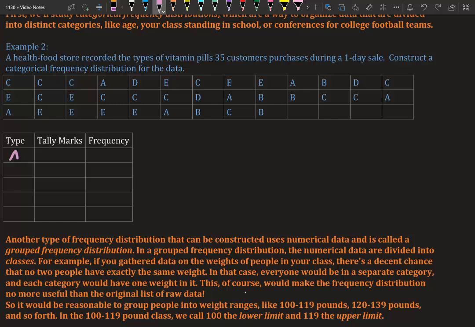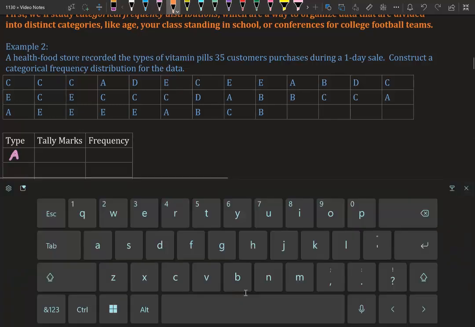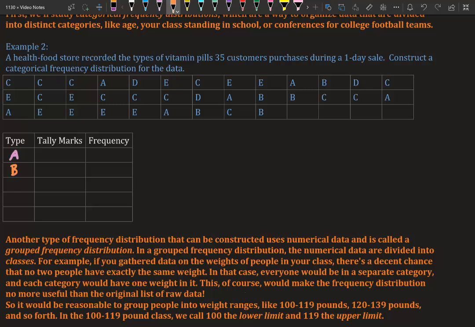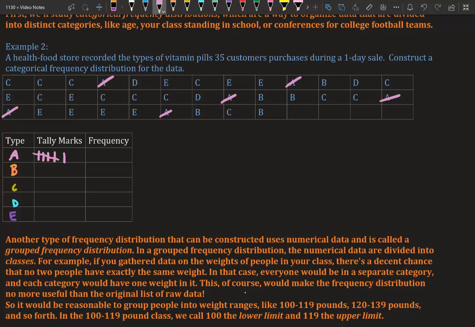We have A, we have B, we have C, D, and E. All right, let's just count how many times we have A. Let's just count them all. So 1, 2, 3, 4, 5, 6. So 6 times. You don't have to do tally marks. You can just write 6, but I'm writing tally marks.